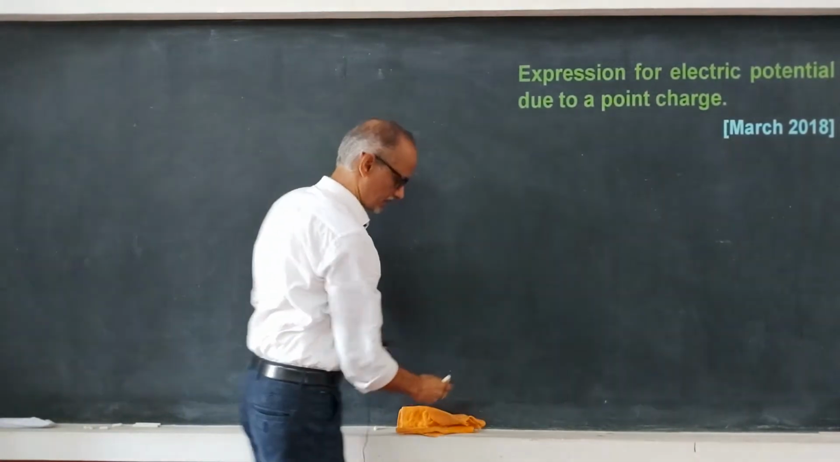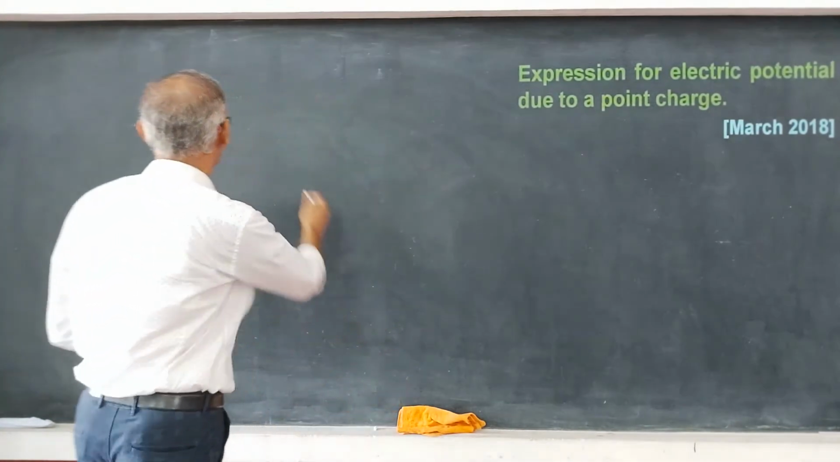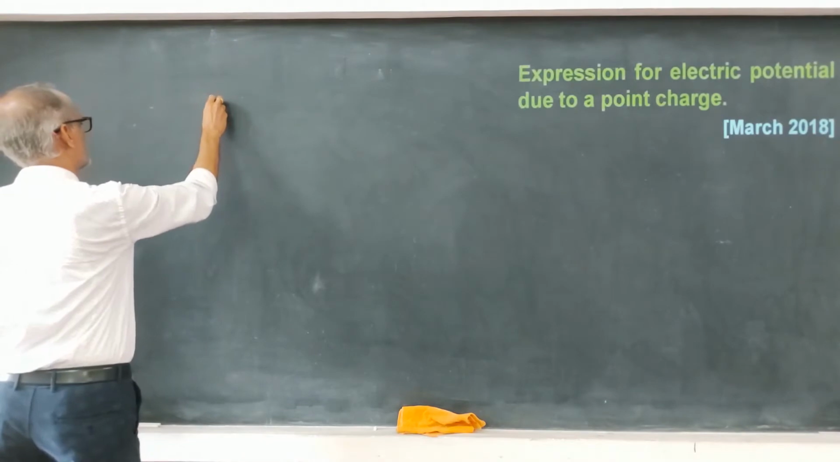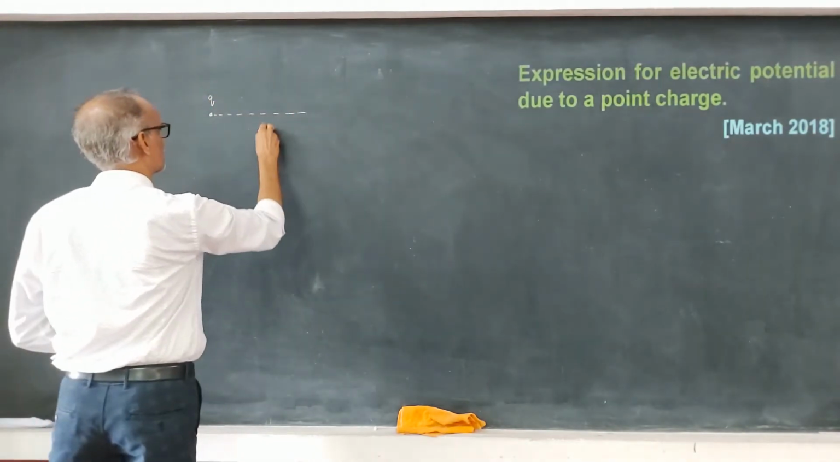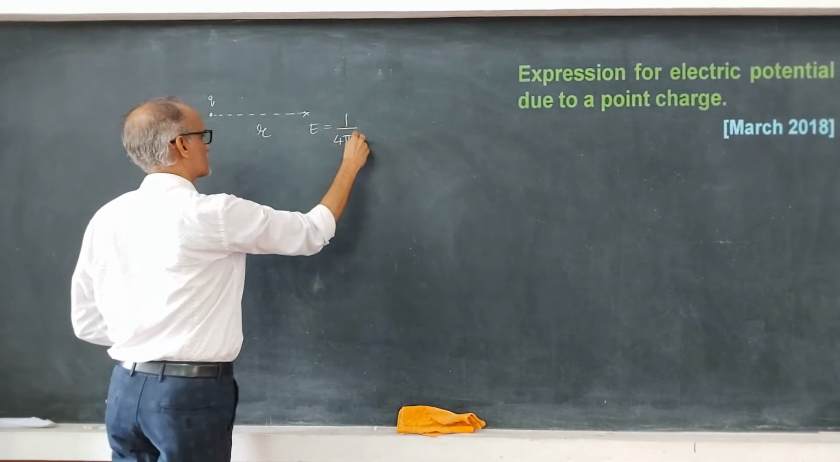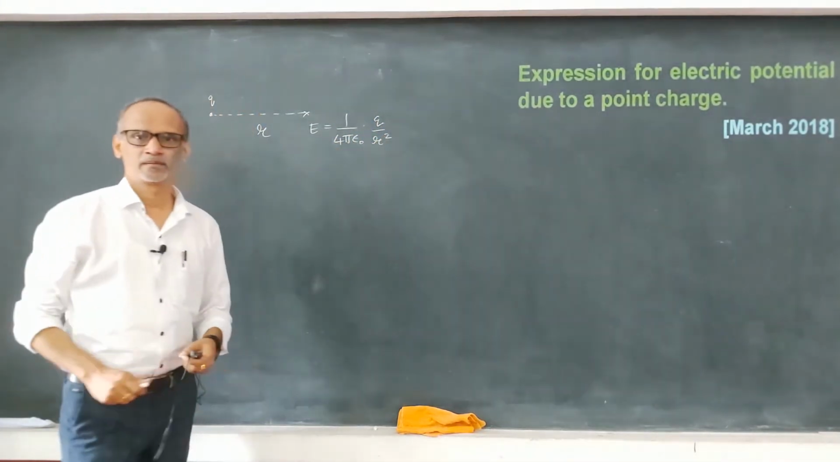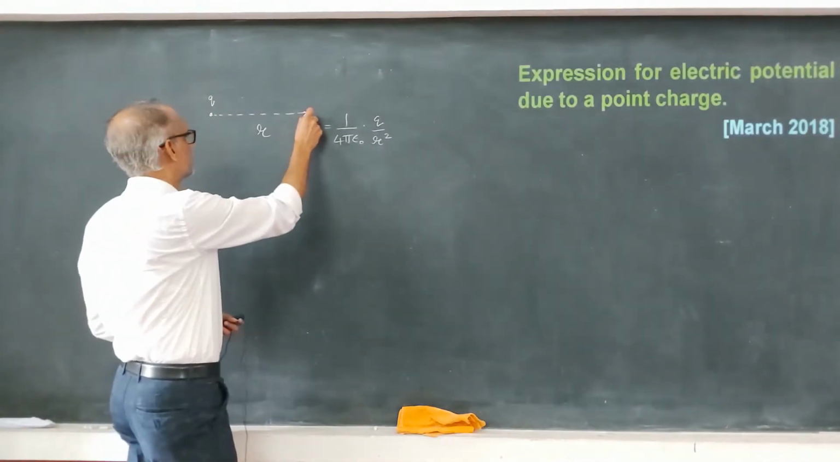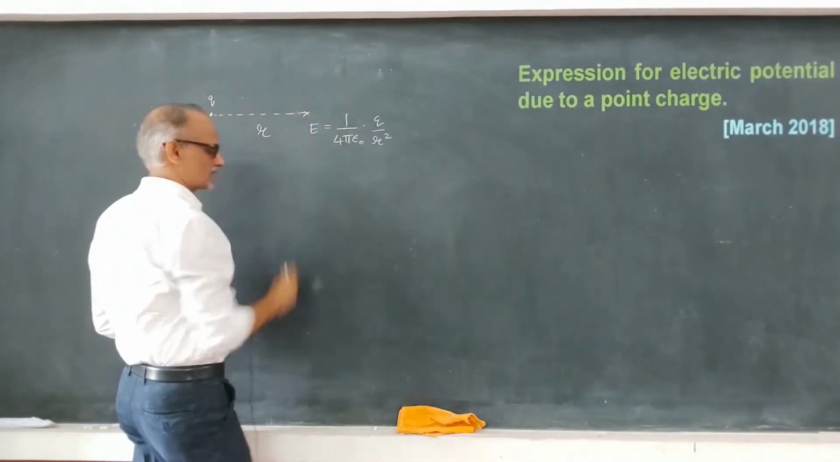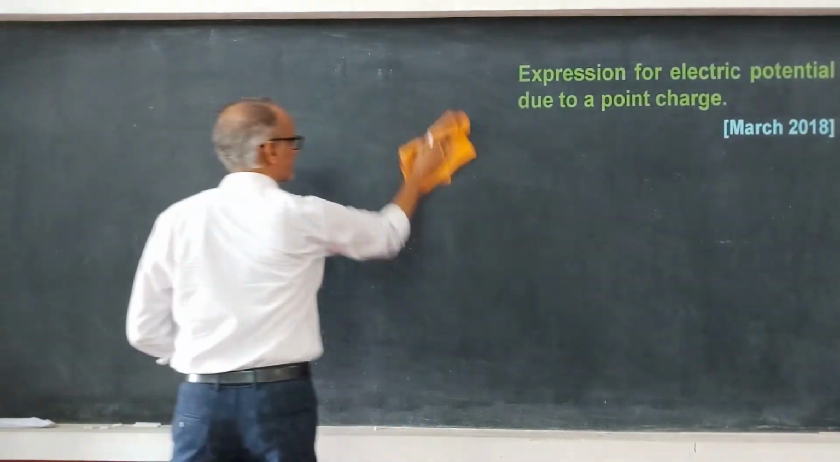We know the electric field at a point due to a point charge. For example, if I take a charge q at a distance r, the electric field is given by 1 by 4 pi epsilon naught q by r square. Similarly, at a point at a distance r from a charge, what is the electric potential? That is what we are going to derive now.